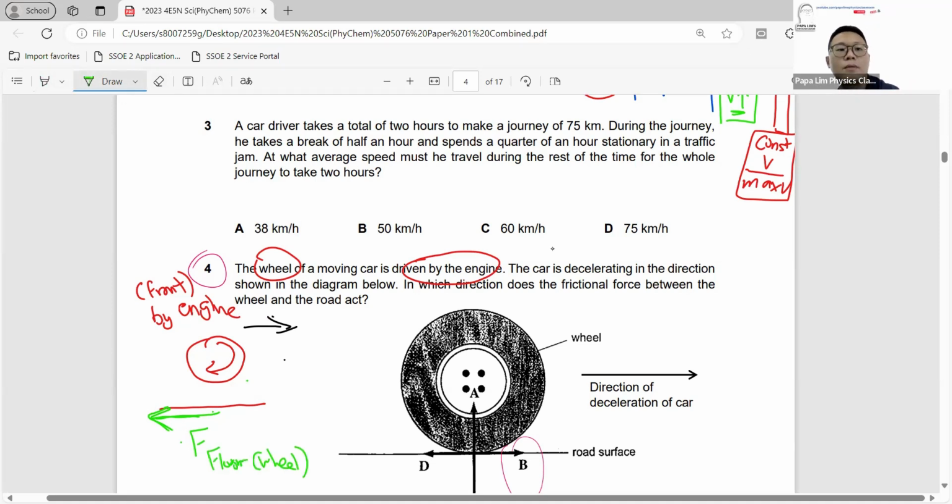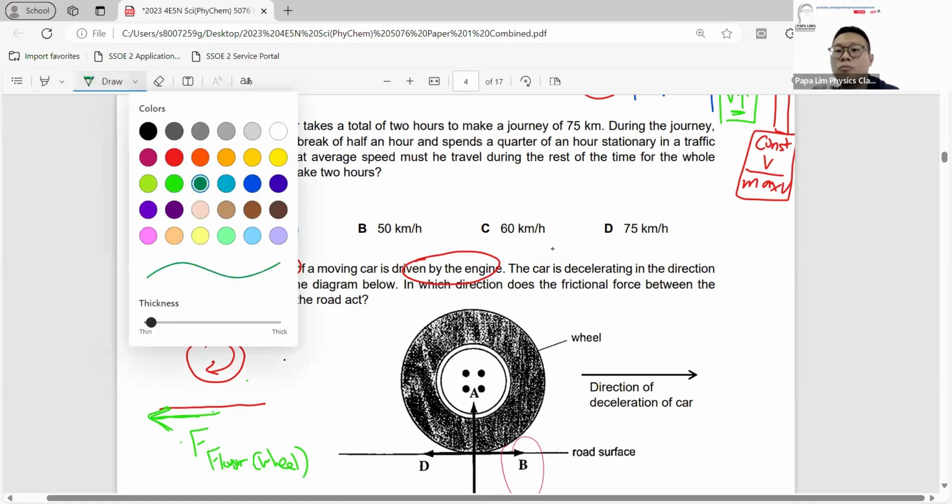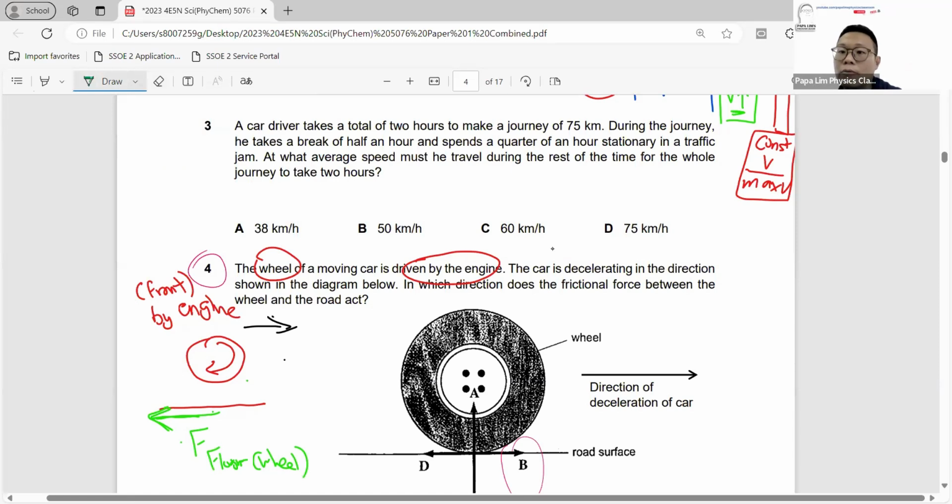Based on Newton's third law, the same force will be exerted onto the wheel itself in the opposite direction. So this is the force exerted on the wheel by the floor itself. And this is the force that will propel the car forwards in the direction of travel. So if you are looking at the front wheel, where it's driven by the engine and the front wheel is going to the right, you'll find that the friction exerted on the wheel is to the right, and this is what we call forward friction.